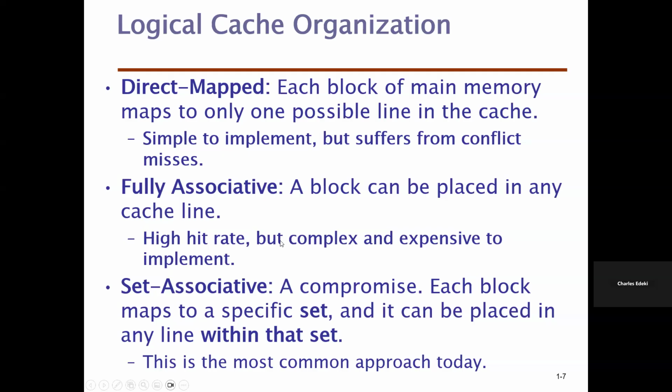Then we have the fully associative. In short, any memory block can be placed in any cache line. So for example, low conflict misses but expensive hardware. You can see in fully associative a block can be placed in any cache line. High hit rate, but complex and expensive to implement.